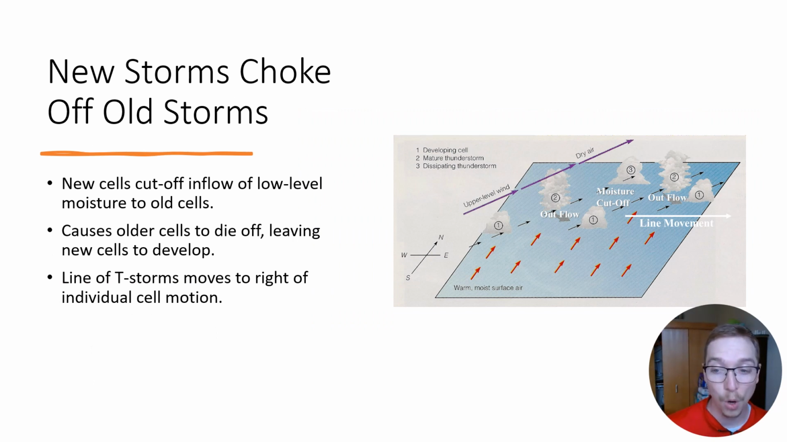New storms can also choke off old storms. So you can basically cut off the moisture supply to some of these big thunderstorms as new storms are starting to develop. So new cells cut off inflow of low-level moisture to old cells, then cause older cells to die off, leaving new cells to develop. And the line of storms moves to the right of the individual cell motion. So you can see here, we've got these new cells. Our line movement is this way. So we've got these new cells that are starting to pop up, and cut off some of these old cells from the moisture supply that they need.